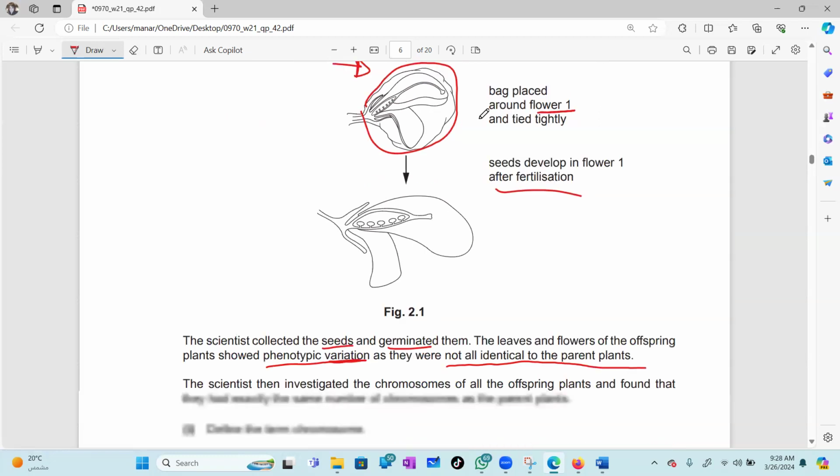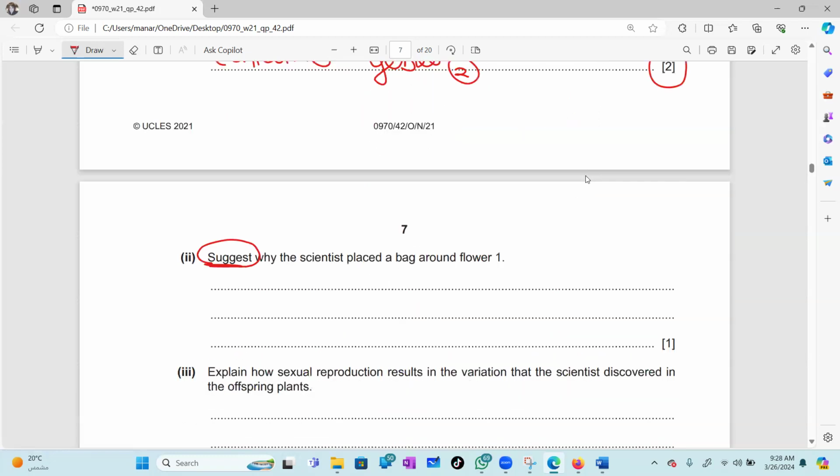Pollination. Yes, to prevent pollination from another flower. A lot of you said to prevent or to increase humidity. Now, that was a very funny answer. We're not doing here an investigation on photosynthesis. That person who said that I want to increase humidity did not even read the question. So we want to prevent pollination from another flower. To prevent pollination. We already did artificial pollination. We don't want any external pollination.